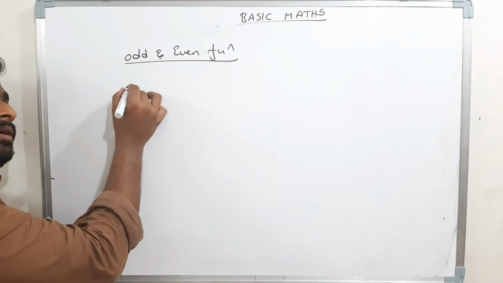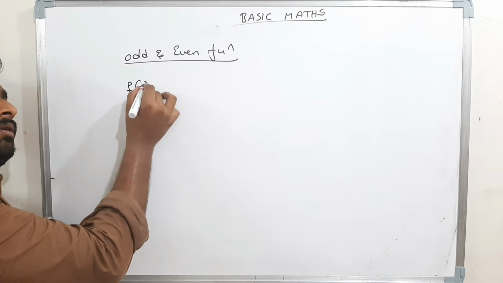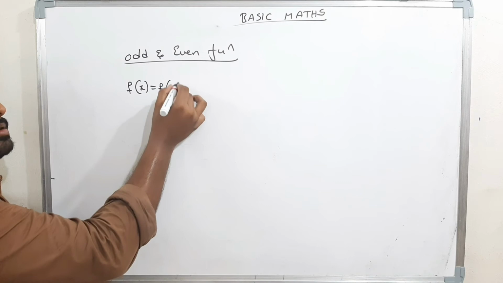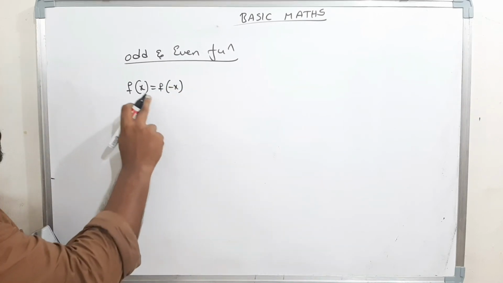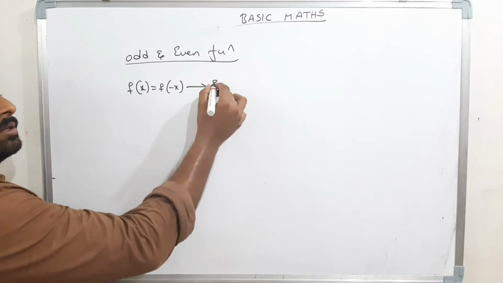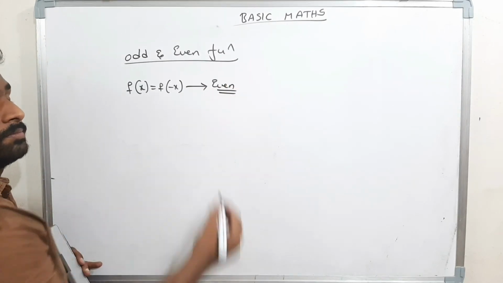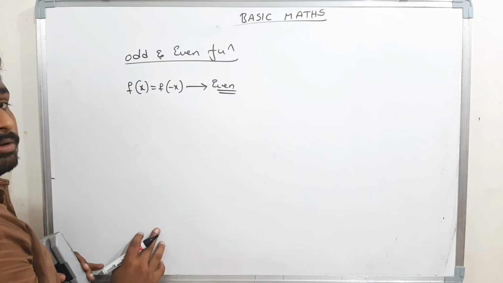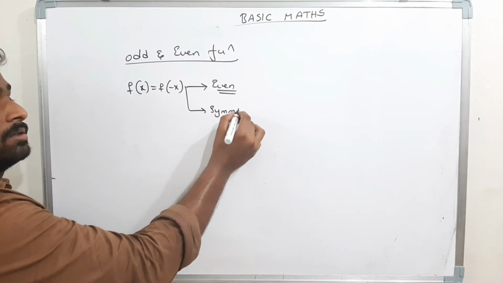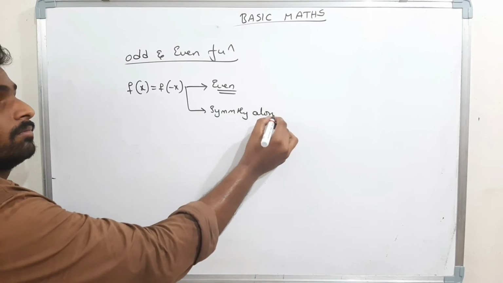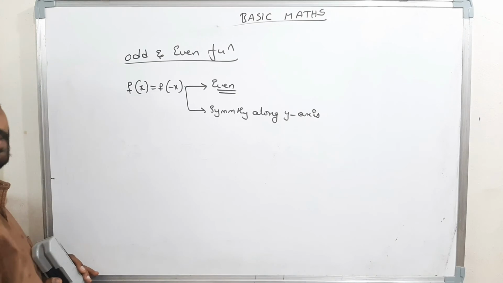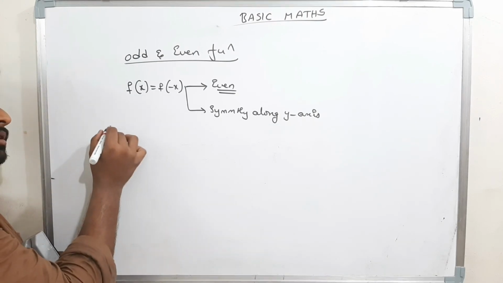If any function is of this form, f of x is equal to f of minus x, then this function is known as even function. And this function is symmetric along the y-axis. We will see an example, then you will understand.